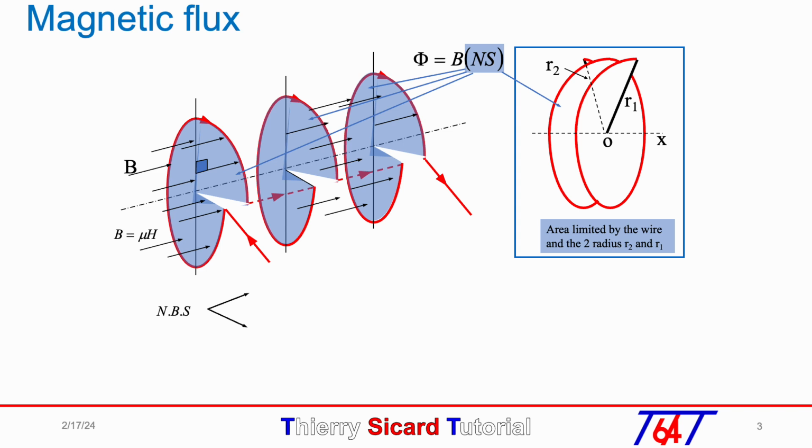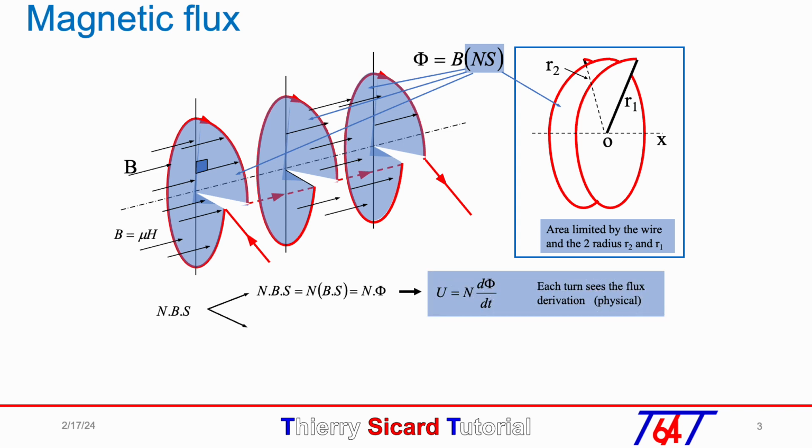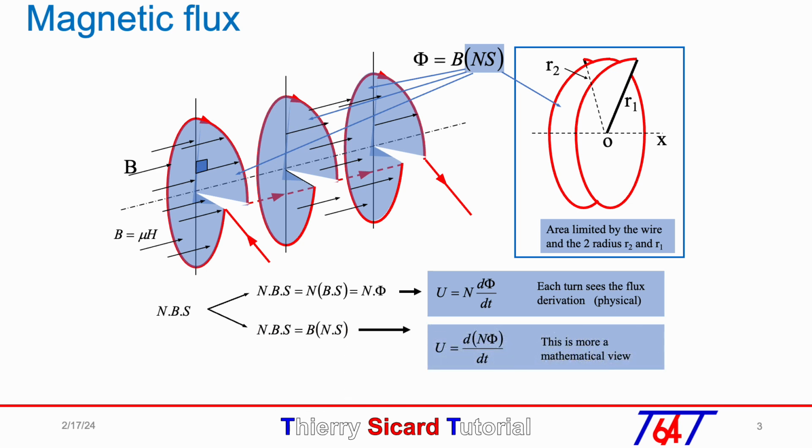But again, even if we can imagine the area representing the NS as we just did, I will insist that phi equal BS, represented by the current in the electrical model of the magnetic circuit, and each turn seeing the derivative of the flux, is a more physical view. And again, the derivative of the global NBS over time is a mathematical view.